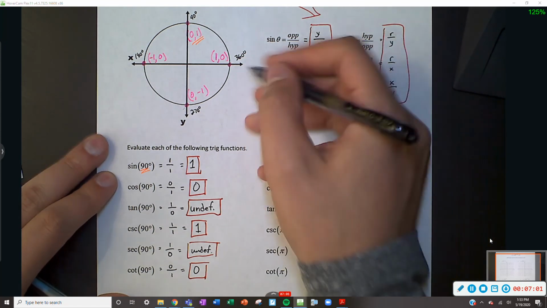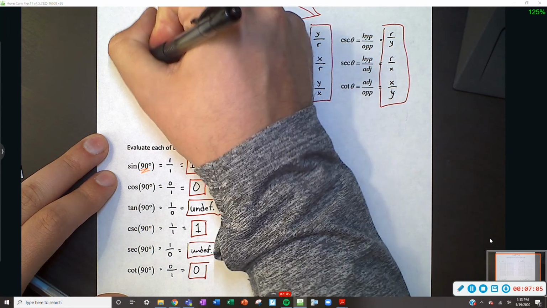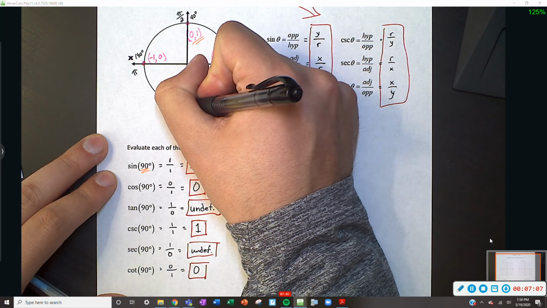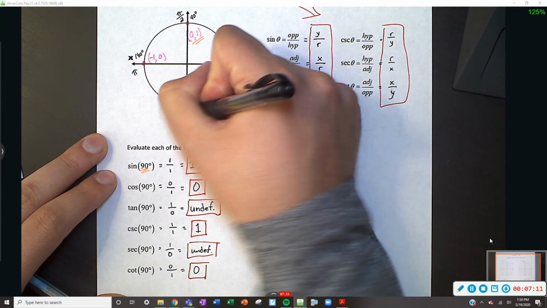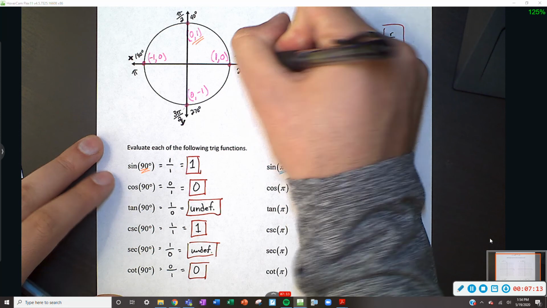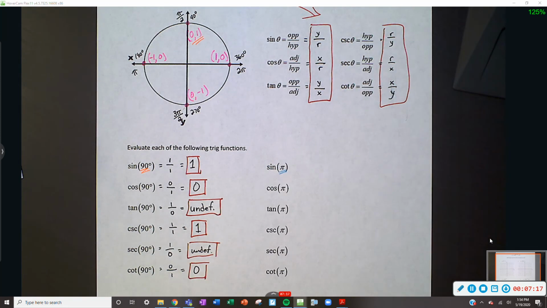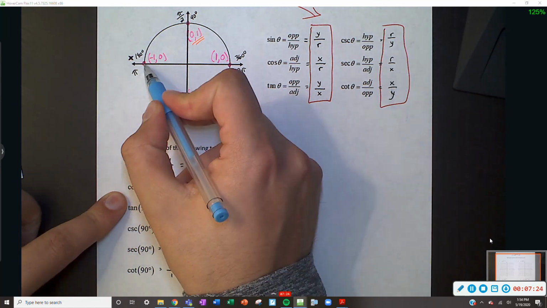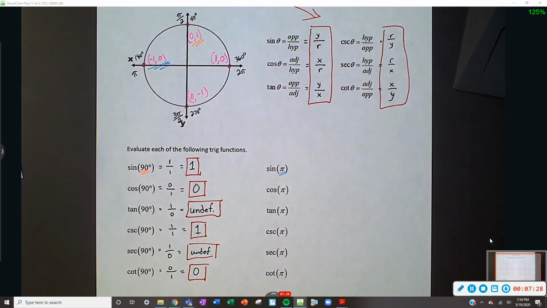Again, if I'm rotating around in radians, it'll be pi over 2. This is pi. This is 3 pi over 2. And this is 2 pi. Again, so on and so forth. Just instead of adding 90 degrees, you're adding half pi every single time. So if I want pi, right, that's over here. This is now the coordinate I'm going to use for all of these.